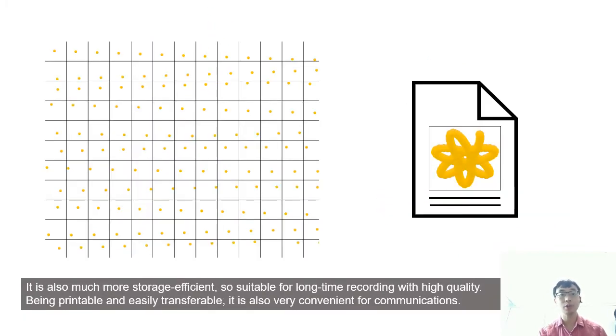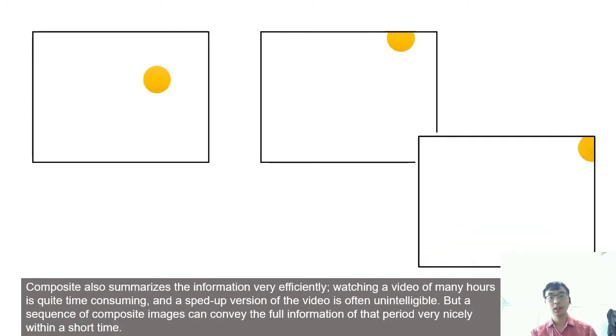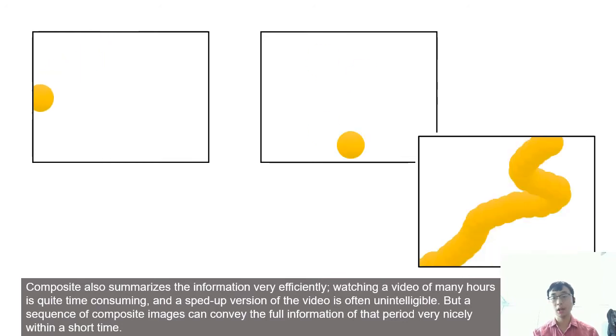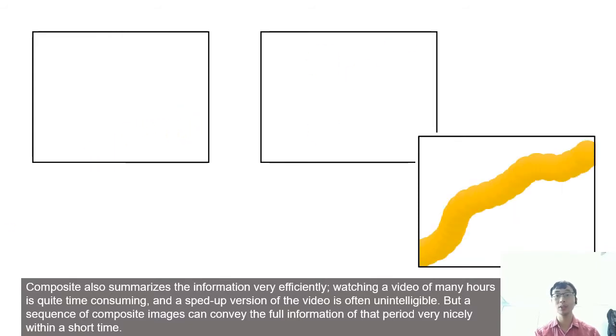It is also much more storage efficient, so suitable for long-time recording with high quality. Being printable and easily transferable, it is also very convenient for communications. Composite images also summarize the information very efficiently. Watching a video over many hours is a time-consuming job, and a sped-up version of the video is often unintelligible. But a sequence of composite images can convey the full information of the period very nicely within a short time.